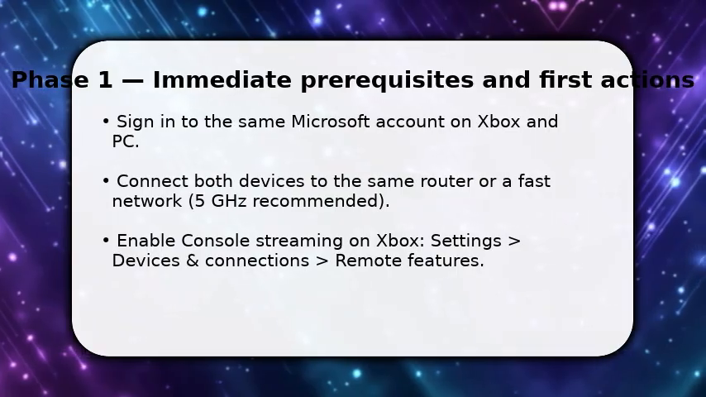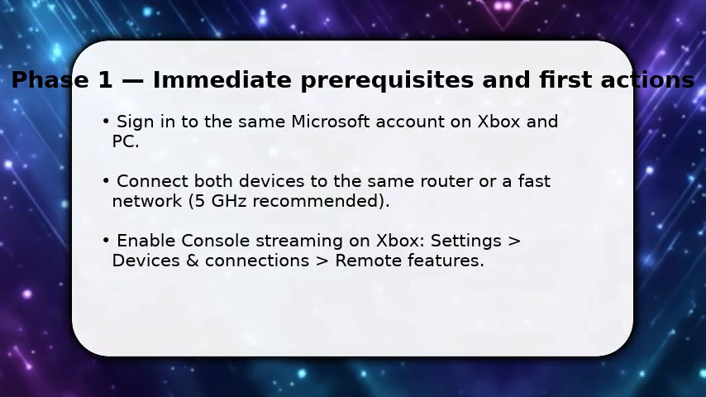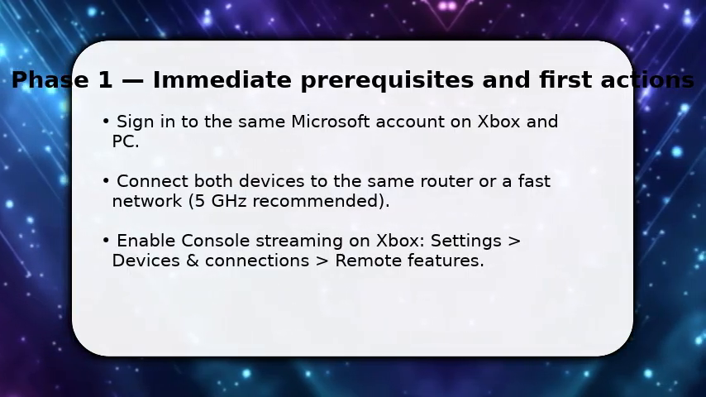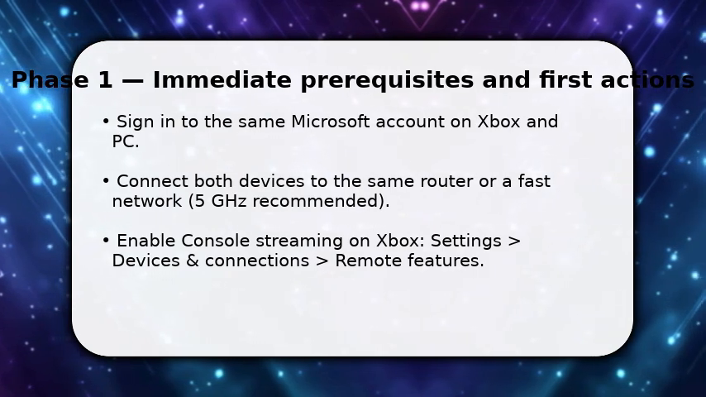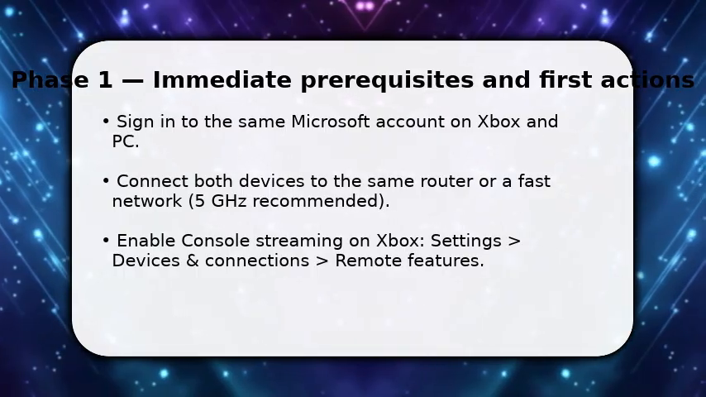Make sure console streaming is enabled on the Xbox under Settings, Devices and Connections, Remote Features. This allows your Xbox to accept local stream connections. Now power state matters. Set the Xbox to sleep or instant on so it can accept remote play.